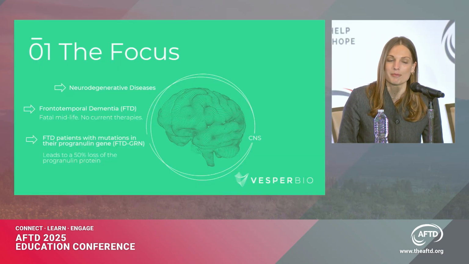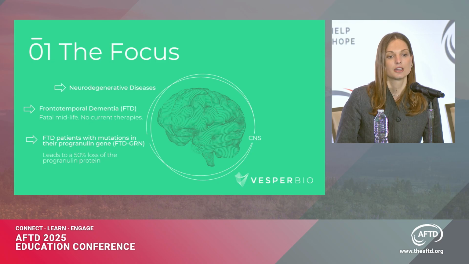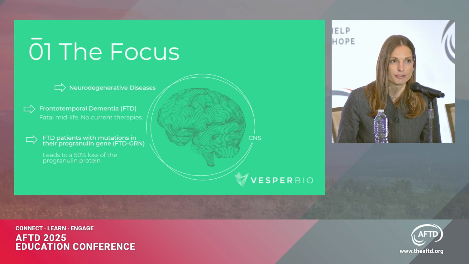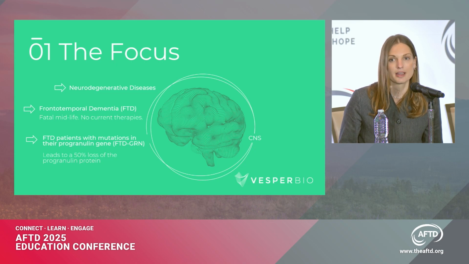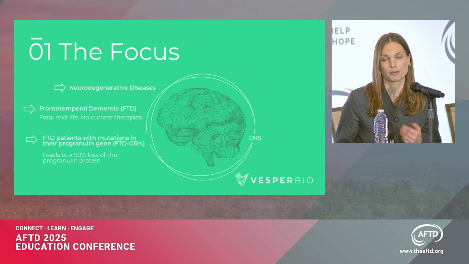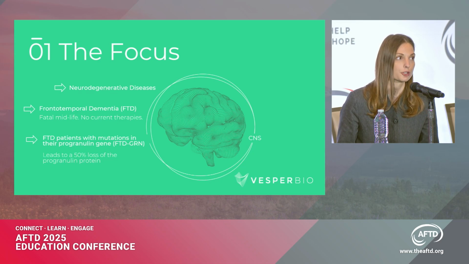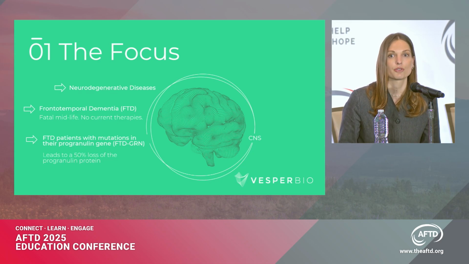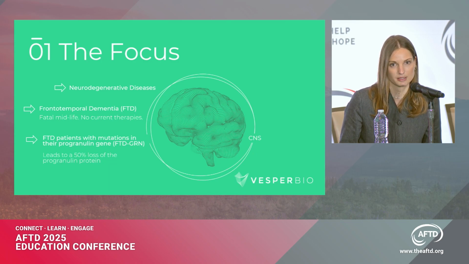So let me start by telling you why our work is so important. At Vesper Bio, our mission is to find new ways to treat neurodegenerative diseases. Our key focus is frontotemporal dementia, or FTD, which we all know is a disease with devastating progressive symptoms that worsens quality of life. It often strikes people in midlife, and today, sadly, there are no approved treatments on the market that can either slow or stop this disease. So there is an urgent need for new treatments.